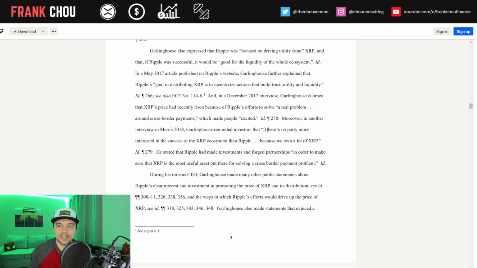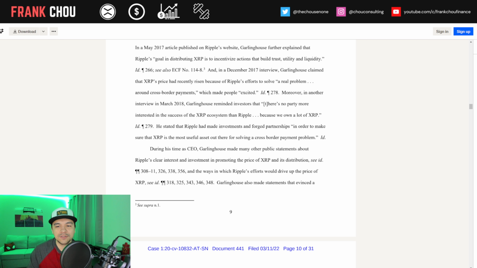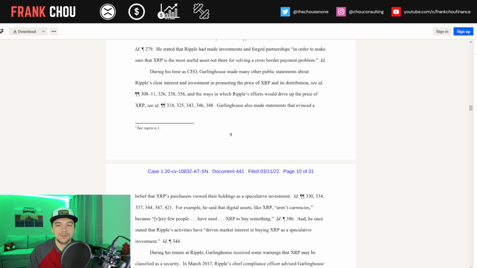And in a December 2017 interview, Garlinghouse claimed that XRP's price had recently risen because of Ripple's efforts to solve a real problem around cross-border payments, which made people excited. Moreover, in another interview in March 2018, Garlinghouse reminded investors that there's no party more interested in the success of the XRP ecosystem than Ripple, because we own a lot of XRP. He stated that Ripple had made investments and forged partnerships in order to make sure that XRP is the most useful asset out there for solving a cross-border payment problem.